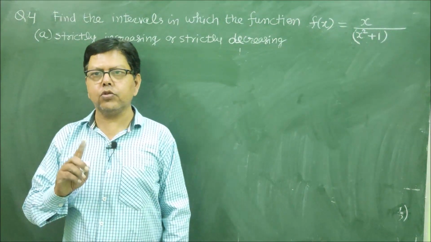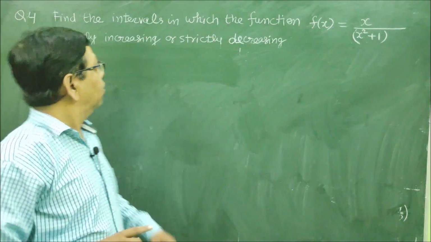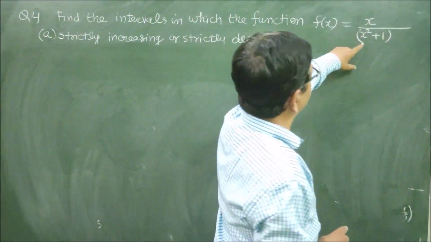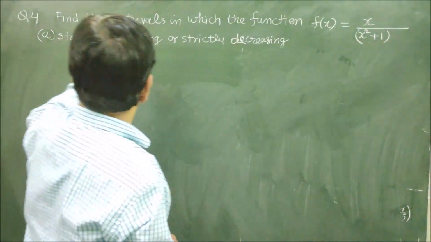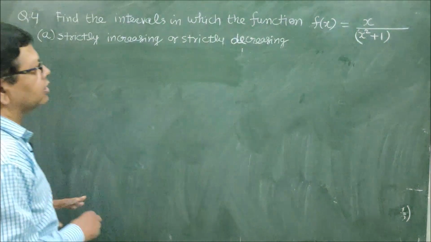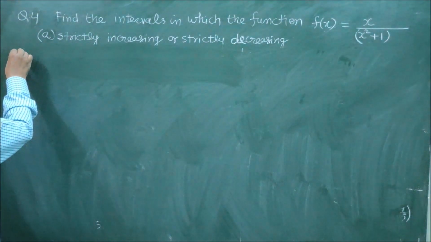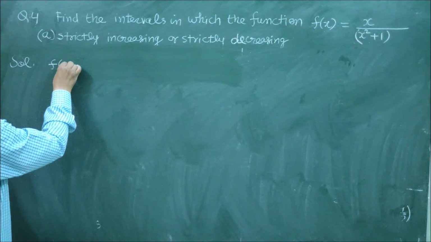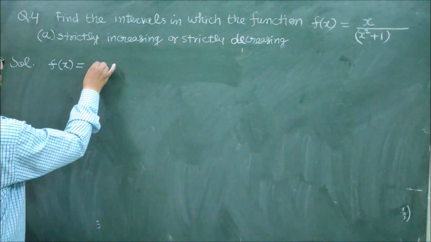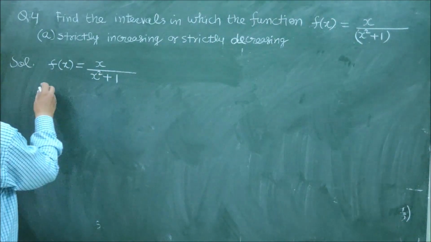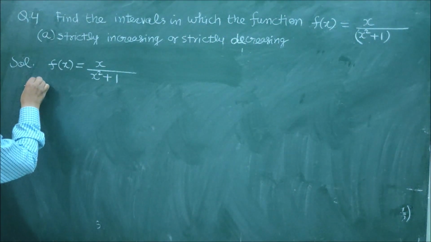Next question, question number 4. Find the intervals in which the function f(x) is equal to x upon x square plus 1 is strictly increasing or strictly decreasing. So for strictly increasing or decreasing function, first let us consider this function f(x) is equal to x upon x square plus 1. Now let us find the derivative using the quotient rule.